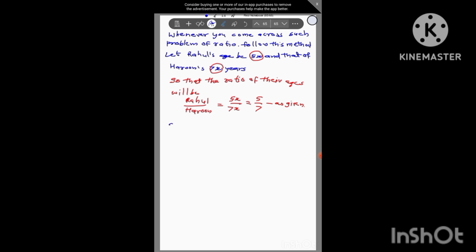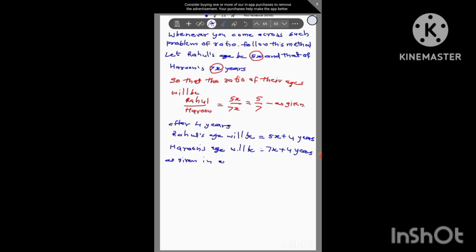Now as given, after 4 years Rahul's age will be 5x plus 4, a very simple statement. And Arun's age will of course be 7x plus 4. Then, as given in the example, you have to add. I am going very slow because though examples are easy, you need to understand it and practice it yourself. Now it is 5x plus 4 plus 7x plus 4, the addition after 4 years, is 56.